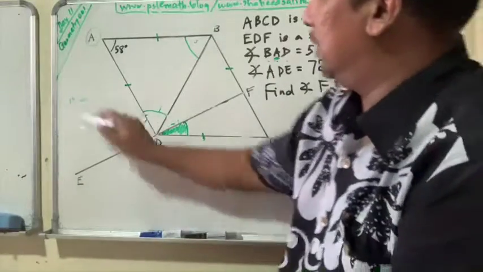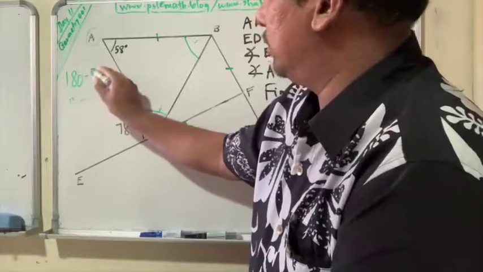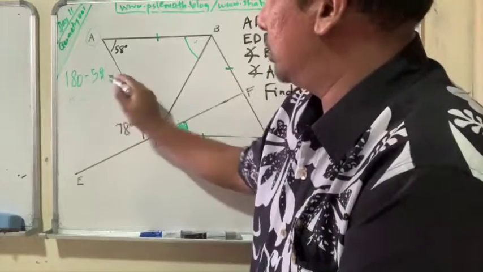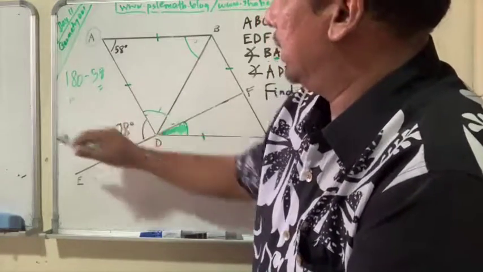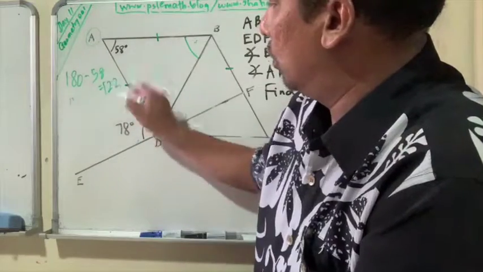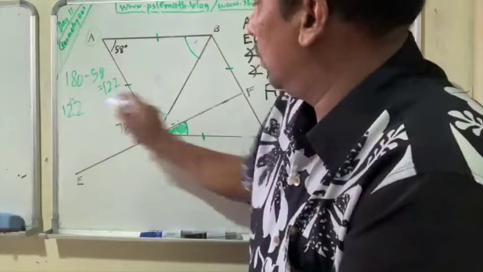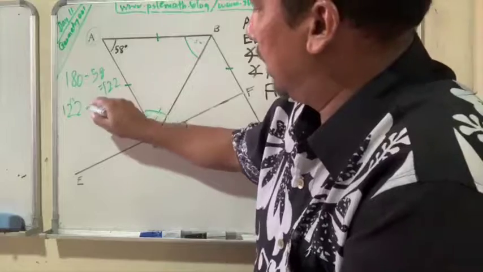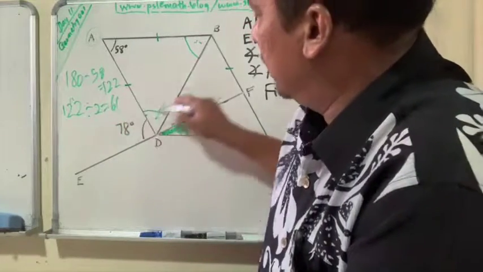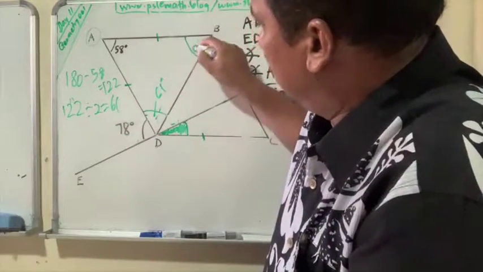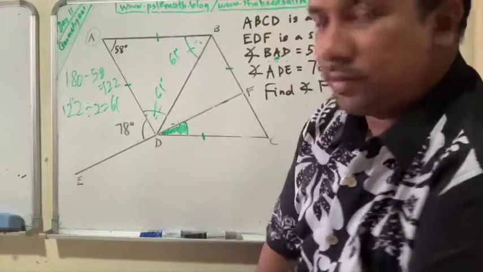So what is the angle? We take 180 minus 58. We get 122. 122 is for these two angles. We divide it by 2. We get 61. This is 61 degrees. This is also 61 degrees.